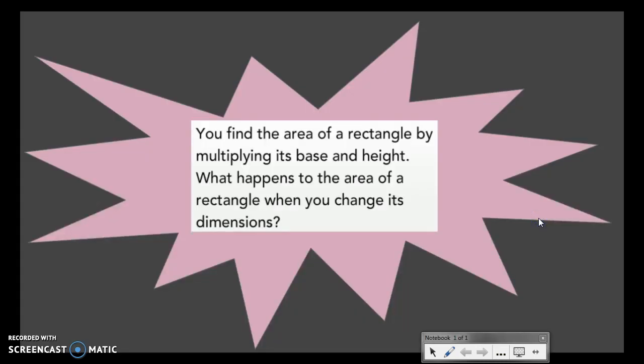Okay. You find the area of a rectangle by multiplying its base and its height. What happens to the area of a rectangle when you change the dimensions? Okay, if you're not sure what dimensions are, look it up in your math book or Google it. Alright, and just take a little bit of time. Dimensions, guys, just means the length and width. What if you made it smaller? Okay, make sure you get this done.